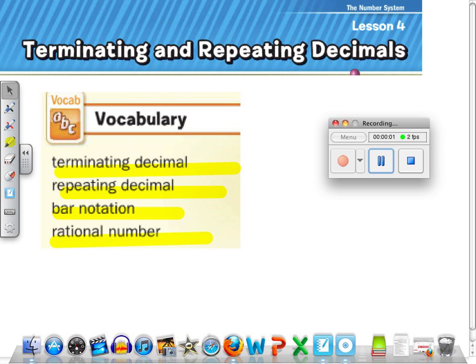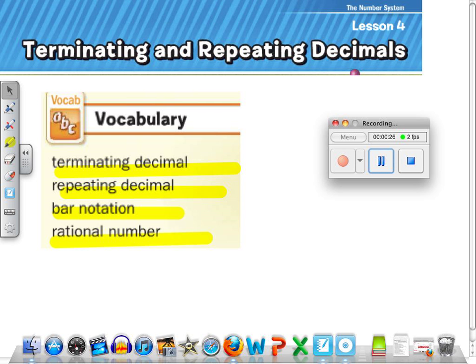Okay, terminating and repeating decimals. This is Chapter 5, Lesson 4. Make sure you write those at the top of your page and today's date that you're listening to this recording. All right. Here are 4 vocabulary words for this section: terminating decimal, repeating decimal, bar notation, and rational number.